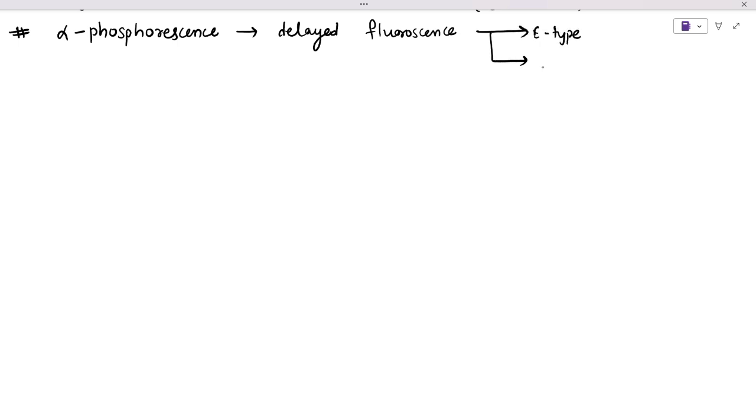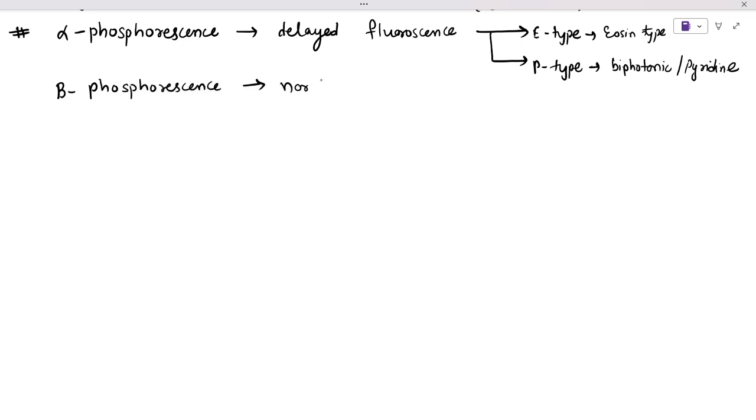Now there are some important definitions. Alpha phosphorescence is also called delayed fluorescence. It is of two types: the first is E type and the second is P type. E type is also called eosin type, and P type is called biphotonic or pyrene type. Beta phosphorescence is called normal phosphorescence.